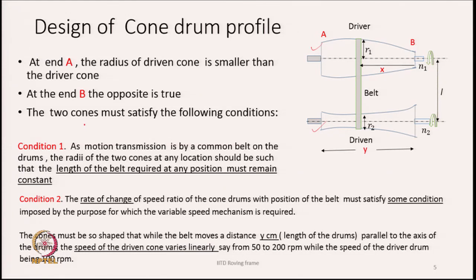Now, the two cone drum profiles must satisfy the following conditions. Condition number 1 is, as the motion transmission is by a common belt, the radii of the two cones at any location should be such that the length of the belt required at any position must remain constant. See, we have to always use the same belt.